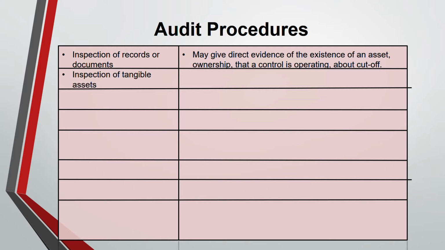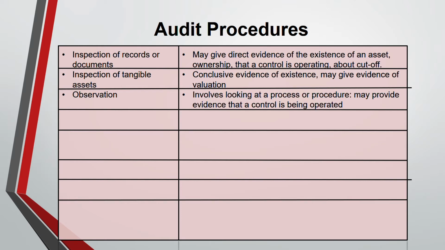Second, inspection of tangible assets. This will give you information about the existence, whether that asset exists or not. Also the value, it may give you evidence of the valuation also, whether the asset is correctly valued or not. Third, observation. Observation means you are observing the process, the internal control, everything, whether the control is being operated or not, whether the work is separated or not.